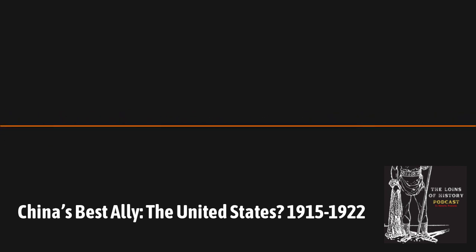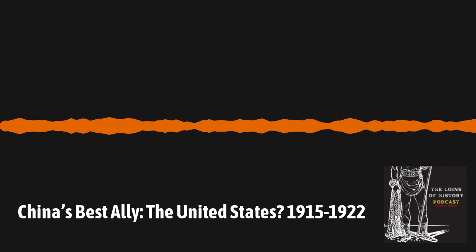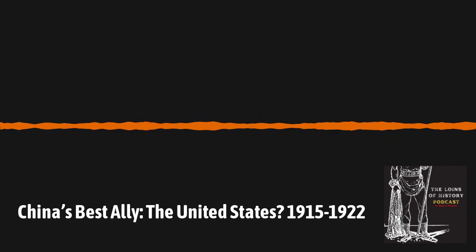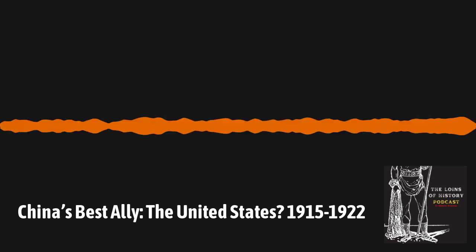So, Jay, the Japanese sent these to Yuan Shikai. What did the Chinese do in response to this list of demands and this sudden Japanese aggression to them? Freaked out.